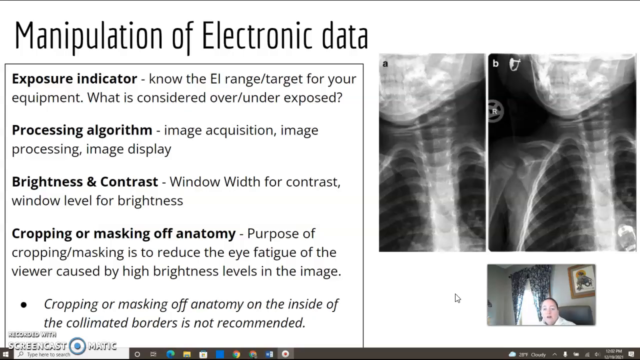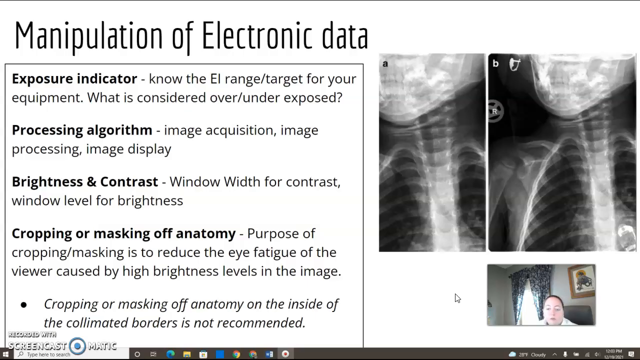If you're using CR, it'll be an S number. And remember, S numbers are inverse relationship. EI is a direct relationship, so a high number is overexposed, low not enough. But you have to be able to know what the target range is. So EIT is exposure index target. All equipment does not use the same terminology. It makes that a little bit different.